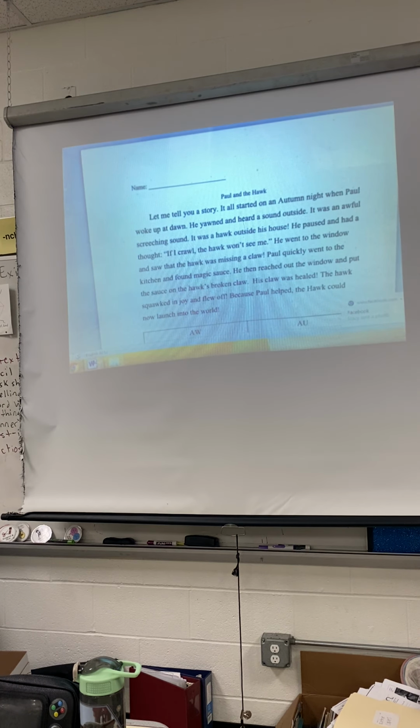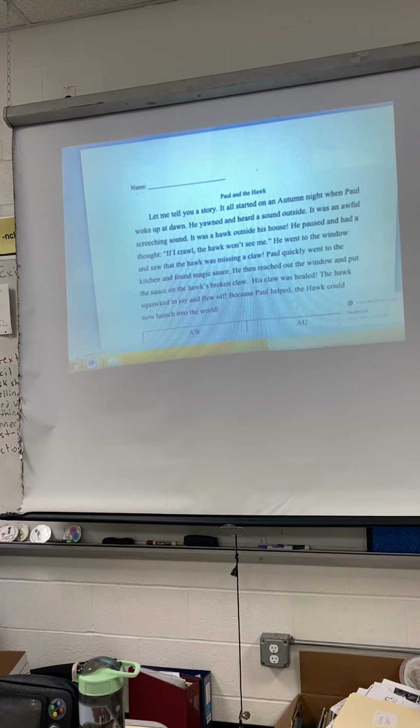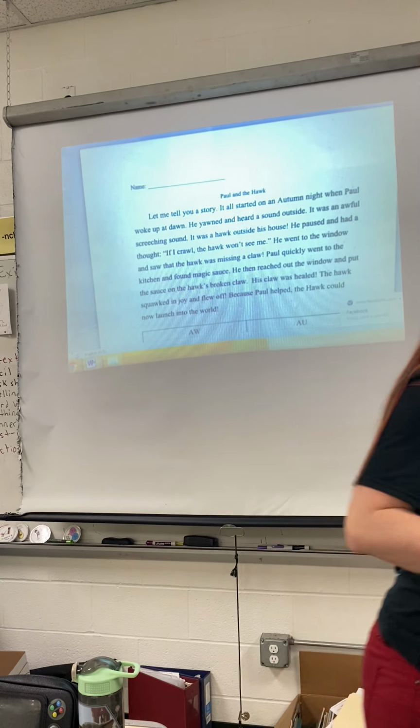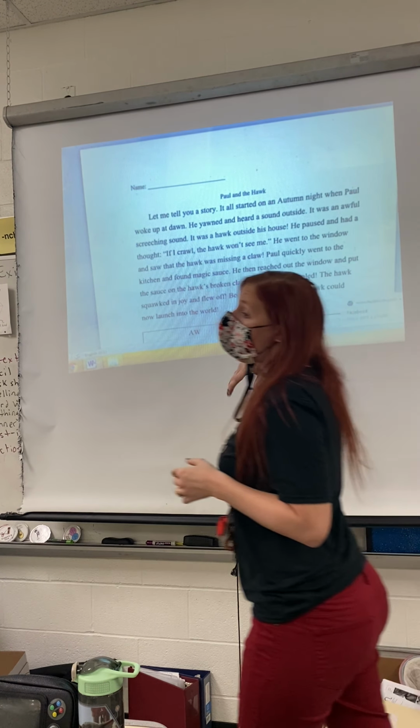He paused and had a thought. If I crawl, the hawk won't see me. He went to the window and saw that the hawk was missing a claw. Paul quickly went to the kitchen and found magic sauce. He then reached out the window and put the sauce on the hawk's broken claw. His claw was healed. The hawk squawked in joy and flew off. Because Paul helped the hawk, it could now launch into the world. So you can see here lots of different AW words we have.